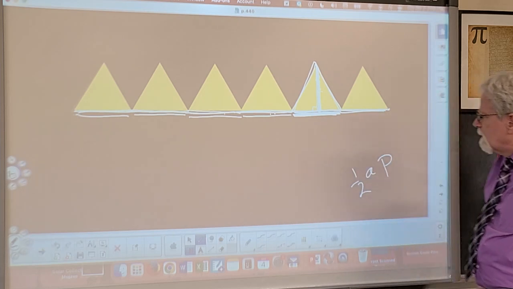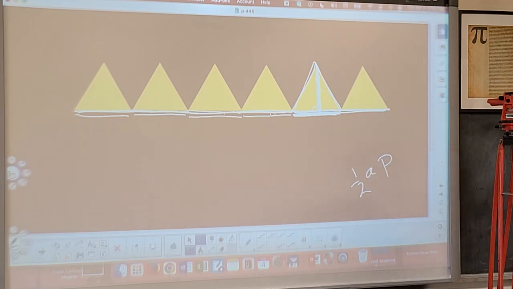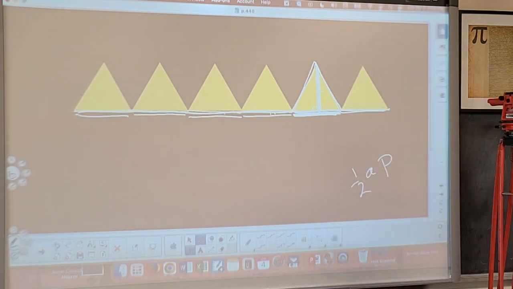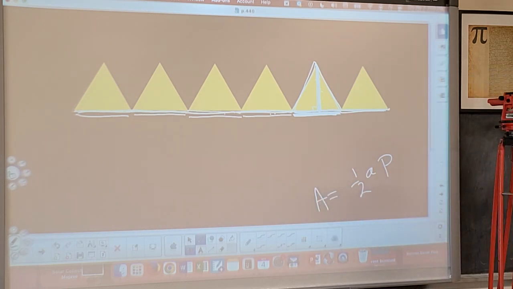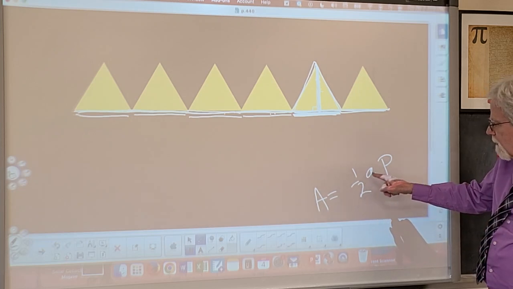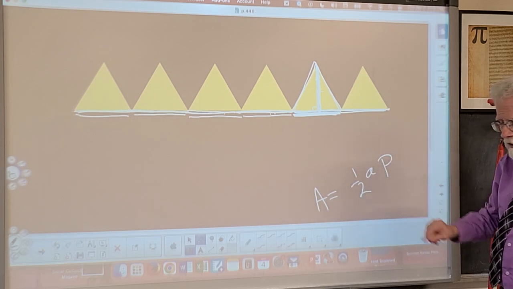So, if you followed that argument, great. If you didn't follow it, I don't have time to elaborate anymore on it. Let's simply say this, that the area of any regular polygon ends up being 1/2 times the apothem times the perimeter.